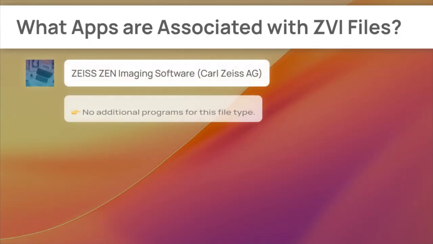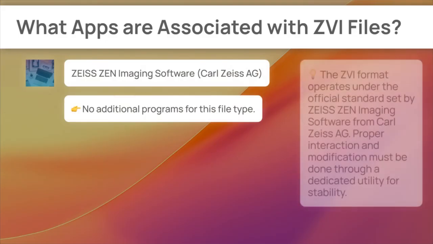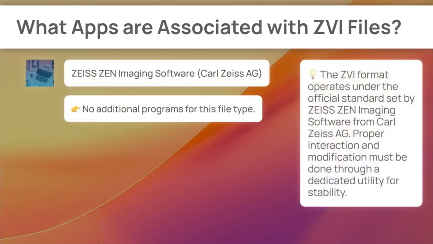Zeiss ZEN imaging software from Carl Zeiss AG should be your first choice when attempting to open ZVI. The complex layout and formatting tags are not correctly parsed by Windows defaults. Windows does not parse structured data formats, so the original application is needed for full visibility.